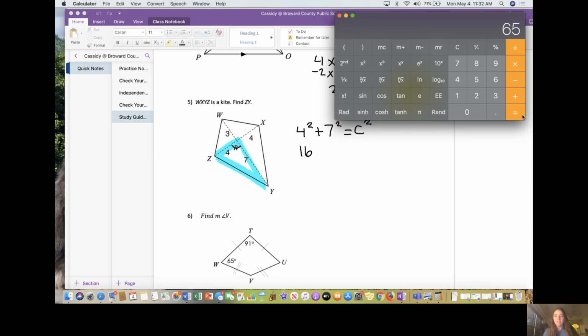And then we need to get c by itself. So we are going to take the square root of both sides, and we're going to get c equals the square root of 65. Don't worry about simplifying. You can just leave it like that. Square root of 65, and that's what zy equals. So I'm just going to put equals zy. See, that one wasn't too bad.